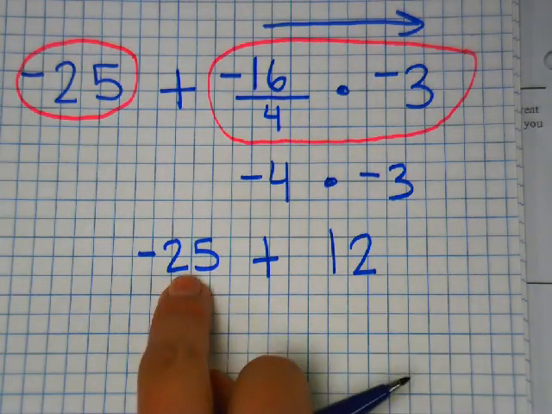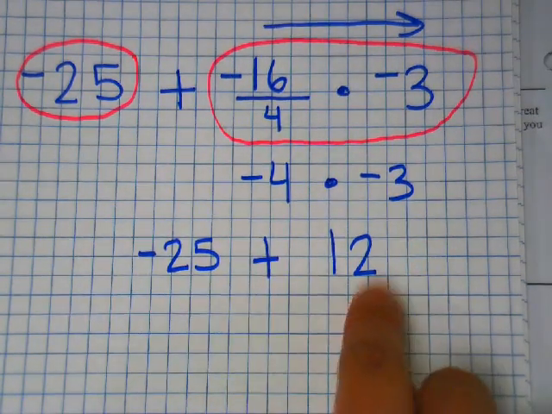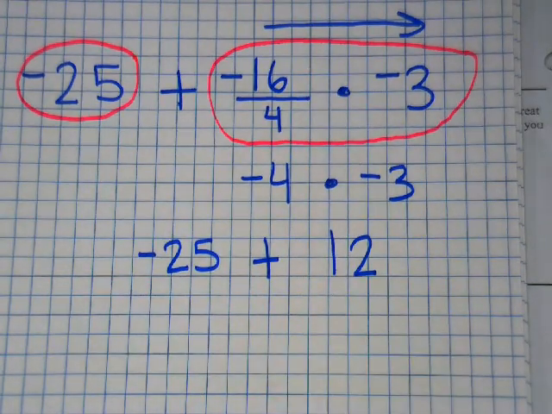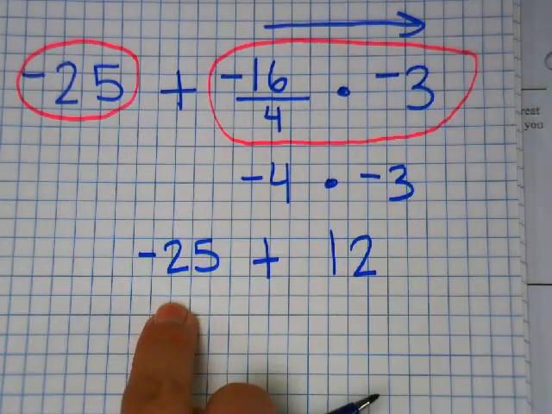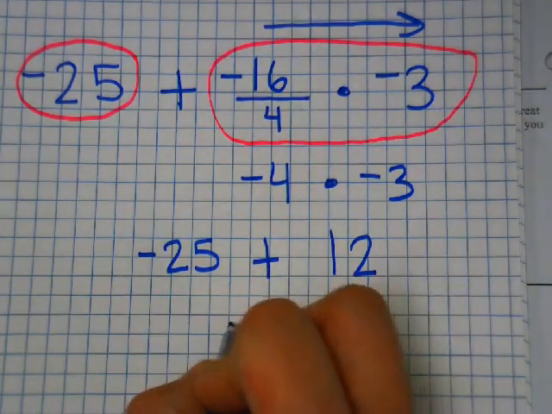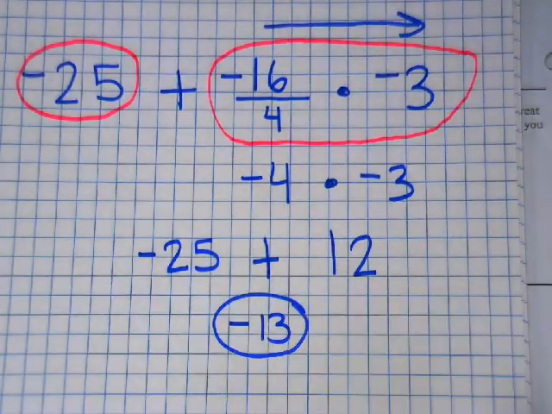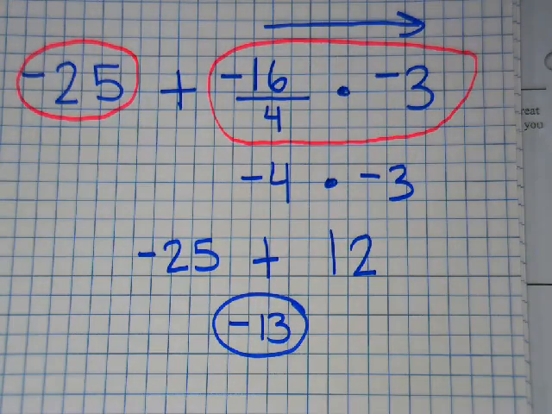So I have negative 25 plus 12. What is negative 25 plus 12? 13. Do you have more positives or more negatives? Negative. So our final answer is negative 13. Cool? We're good? So this just makes it harder with the negatives, and that's it. It's nothing else. Tomorrow we'll do exponents.